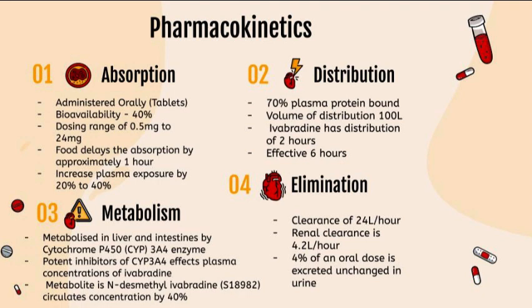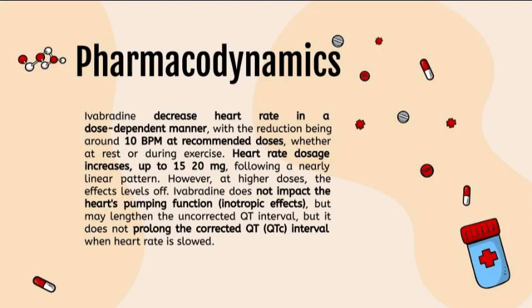Metabolism. Metabolized in the liver and intestines by the cytochrome P450 CYP3A4 enzyme. Potent inhibitors of CYP3A4 affect plasma concentrations of Ivabradine, and the metabolite N-desmethyl-ivabradine, S18982, circulates at a concentration of about 40%. Elimination. The renal clearance is 4.2 L/hour and 4% of an oral dose is excreted unchanged in urine.